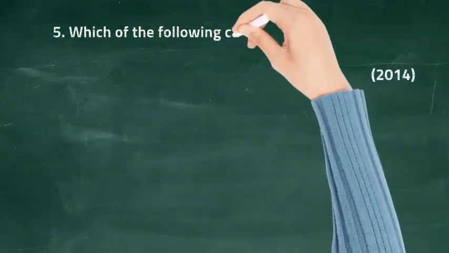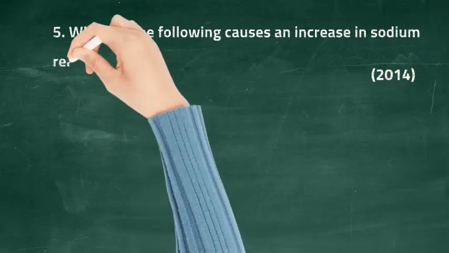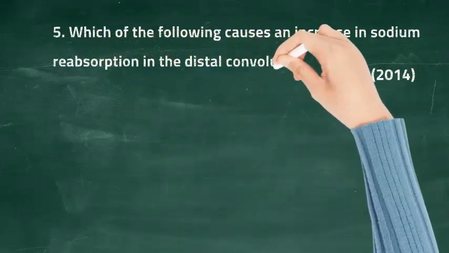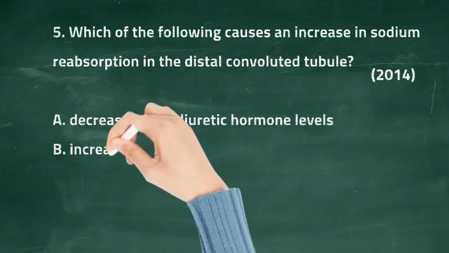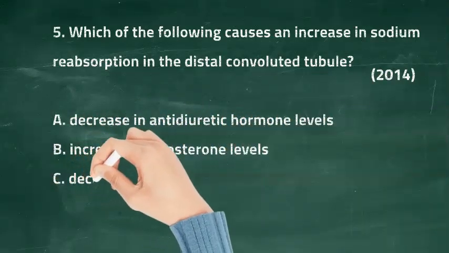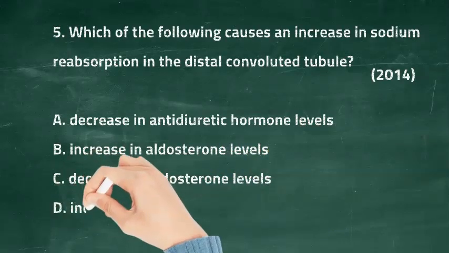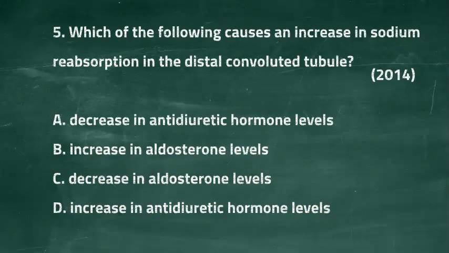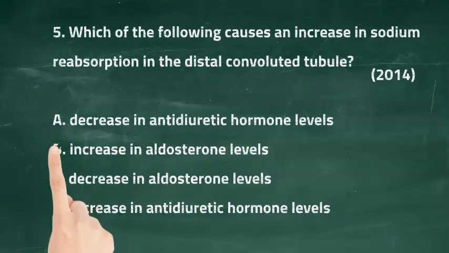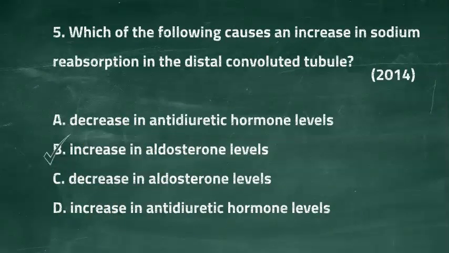Question 5. Which of the following cause an increase in sodium reabsorption in the distal convoluted tubule? Option A is decrease in antidiuretic hormone levels. Option B is increase in aldosterone levels. Option C is decrease in aldosterone levels. And option D is increase in antidiuretic hormone levels. The right answer is option B, which is increase in aldosterone levels.